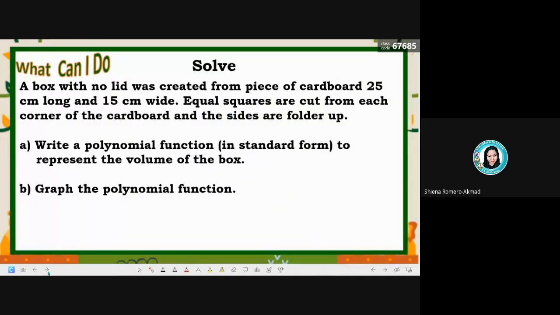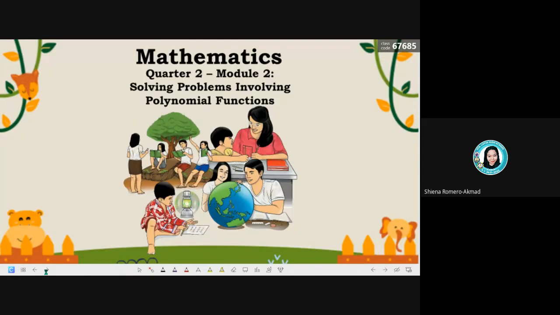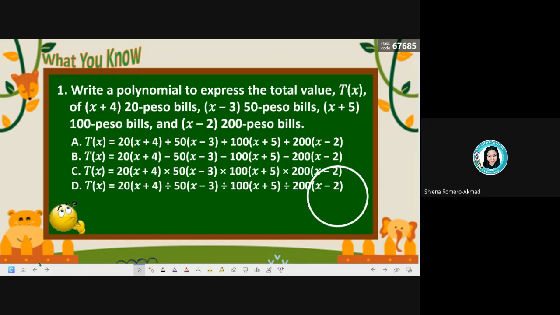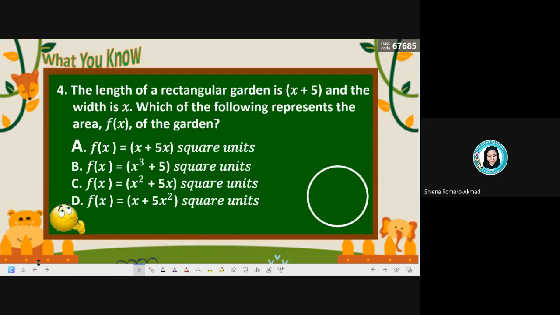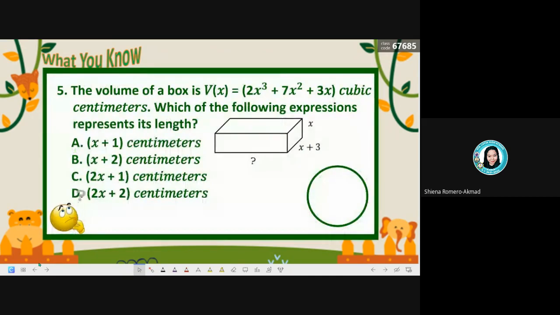Okay? So, susunod naman is we are going to have the solving of polynomial functions. Then, kung magsisolve tayo ng polynomial functions or problems that involve polynomial functions, madali lang naman to. Hindi nyo na kailangan mag-graph and so on. So, proceed na tayo dun sa example para matapos na agad yung video natin.